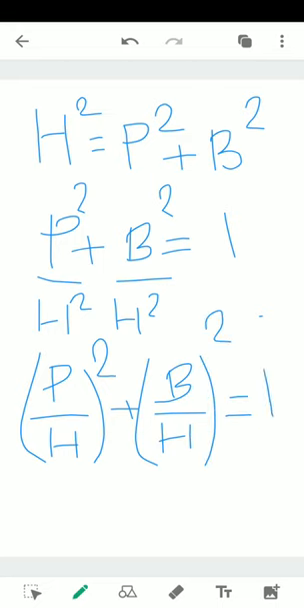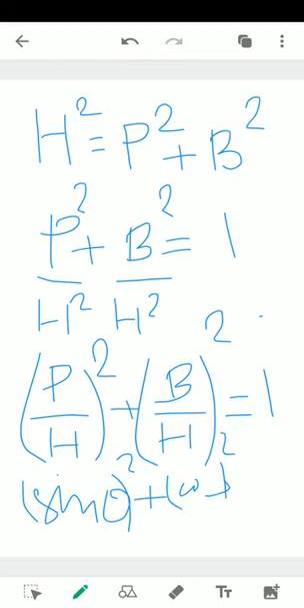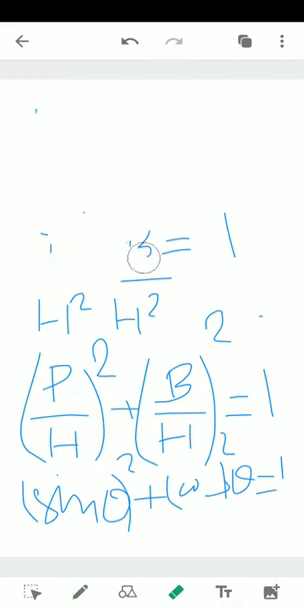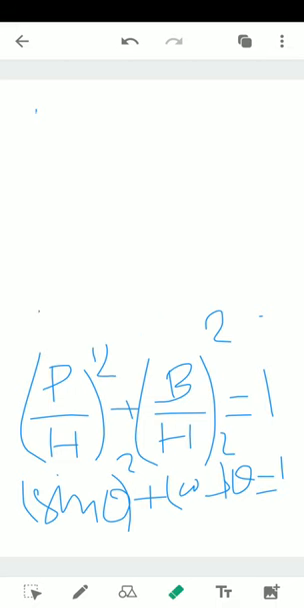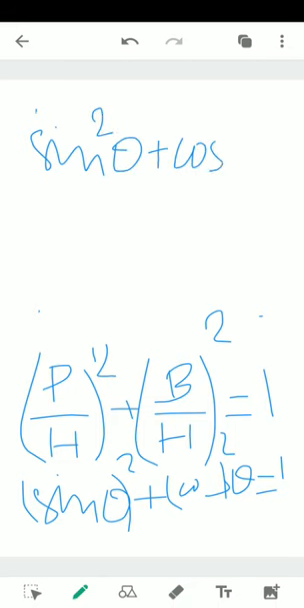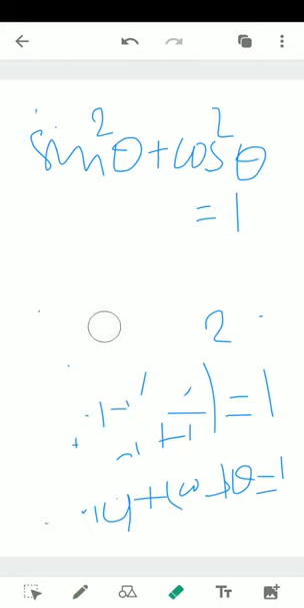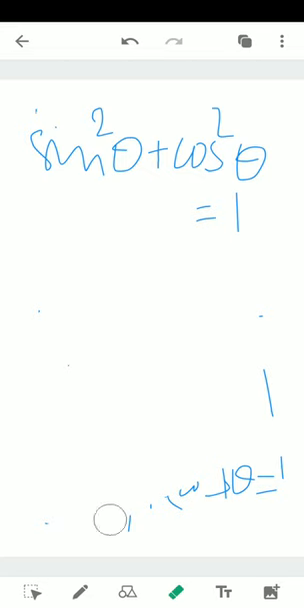So p by h, if you notice, is nothing but sine theta, so sine theta square plus cos theta whole square equals 1. So I can write it as sine square theta plus cos square theta equals 1. This is also called an identity in trigonometry, that is sine square theta plus cos square theta equals 1. So please note down, this is one of the formulas that we are going to use. We are going to use it a lot in this chapter.